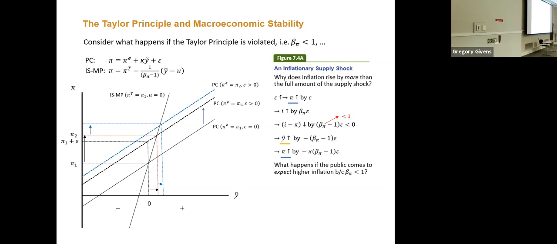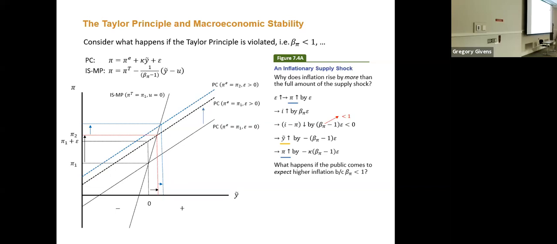It goes up even more from here to here and then here to here. And as the output gap goes up even more, what happens to inflation in the Phillips curve? It goes up. So there's a self-reinforcing mechanism here, which causes inflation to become even more unstable and causes the level of output to be unhinged from potential output even more.